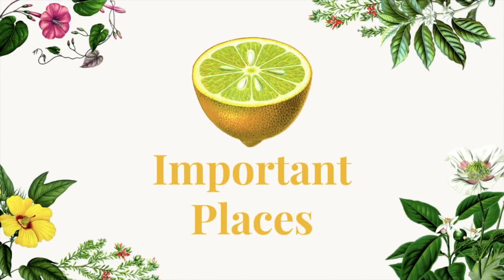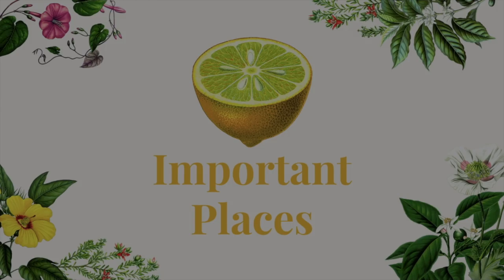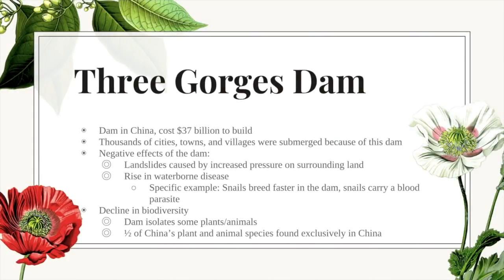Okay, now we're going to be talking about some important places that will definitely be on this exam. We're starting off with the Three Gorges Dam. Not so gorgeous because it cost $37 billion to build and submerged thousands of cities, towns, and villages. Some more negative effects of the dam are that landslides are being caused because of increased pressure on surrounding land. There's been a rise in waterborne disease.